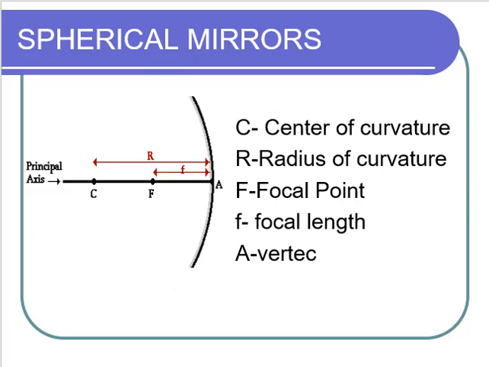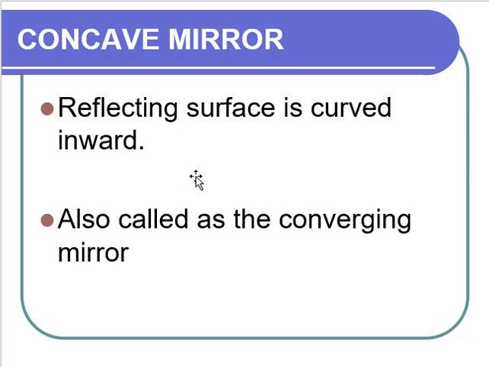So if we are going to look at the different parts of the spherical mirror, we have this C, the center of the curvature, R, the radius of the curvature, F, the focal point, and the distance F here is the focal length, and then A is the vertex. And then the line here is the principal axis.